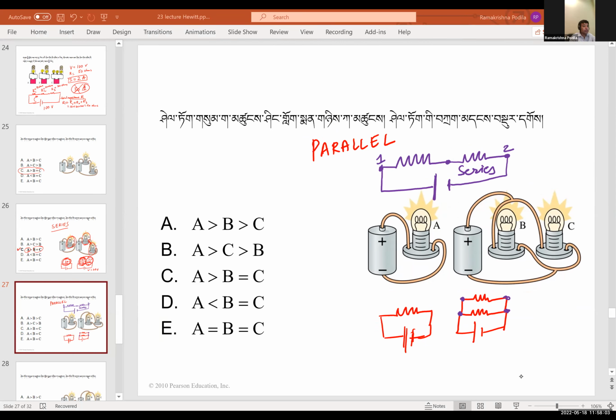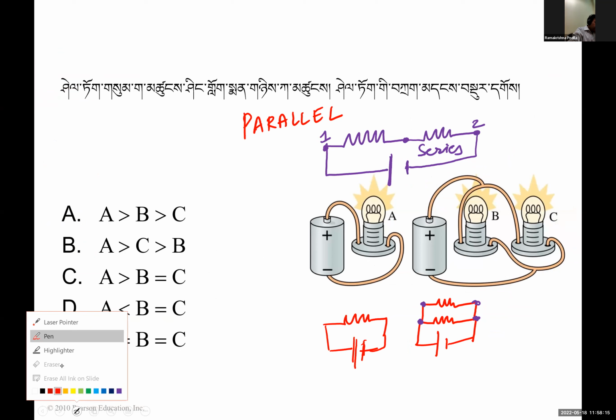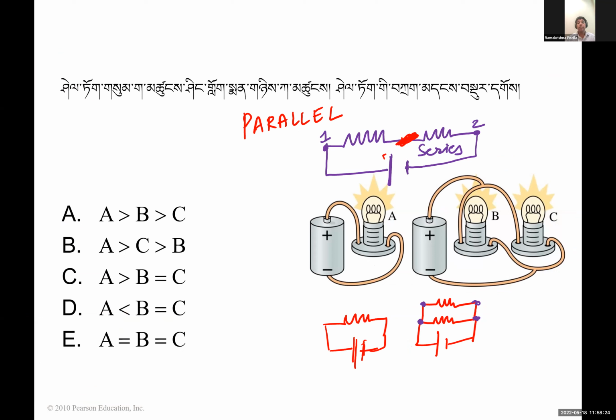Okay, so in case of series circuit, for example, if the link is broken here between 1 and 2, if this link is broken, so suppose, let's say I were to go in and cut this out. If I were to break this, cut it, would the current still flow?